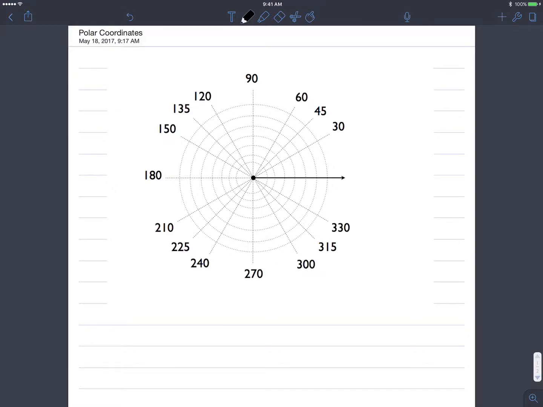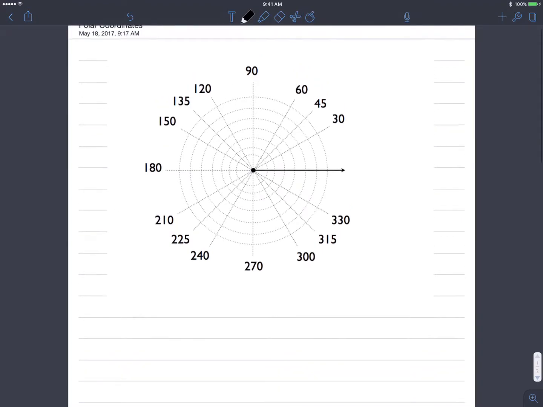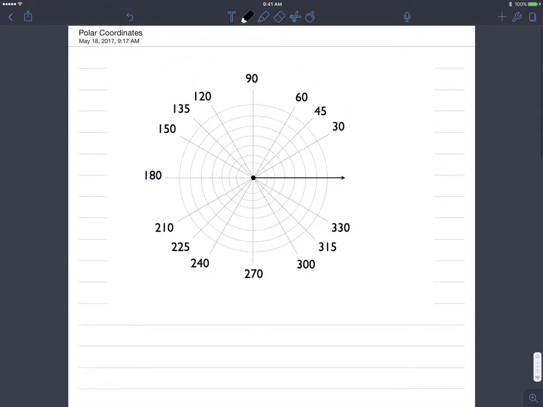So let's dive into this, polar coordinates. Okay, so I should probably start off by talking about what you're looking at. This is a polar graph. Now, let me begin with some very special points on this graph.